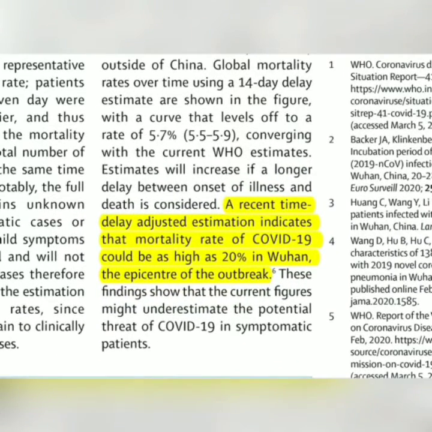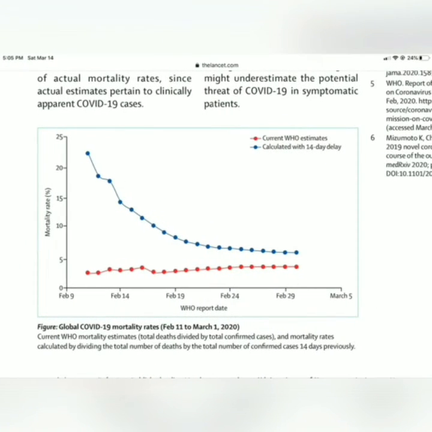And as you can see, a recent time delay adjusted estimate indicates that the mortality rate of COVID-19 could be as high as 20% or even more at the origin of the virus. And as you can see in this chart, we had more than 20% mortality rate here on February 11, as opposed to March 1st, when China had controlled the disease somehow, and the death rate is still more than 5%. But before it was even more than 20%, considering the fact that we need to calculate the 14 days delay.